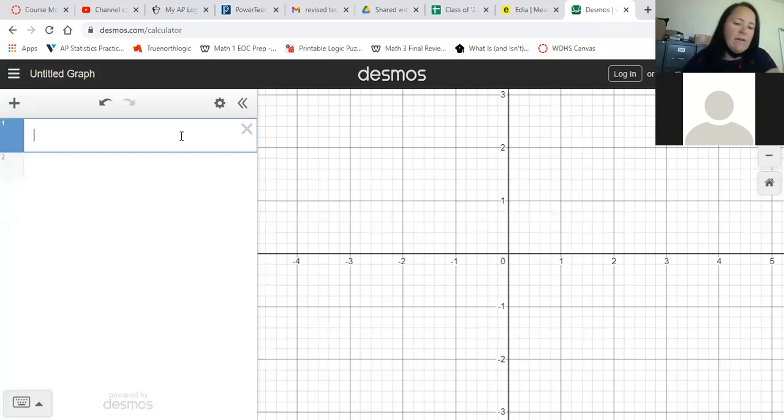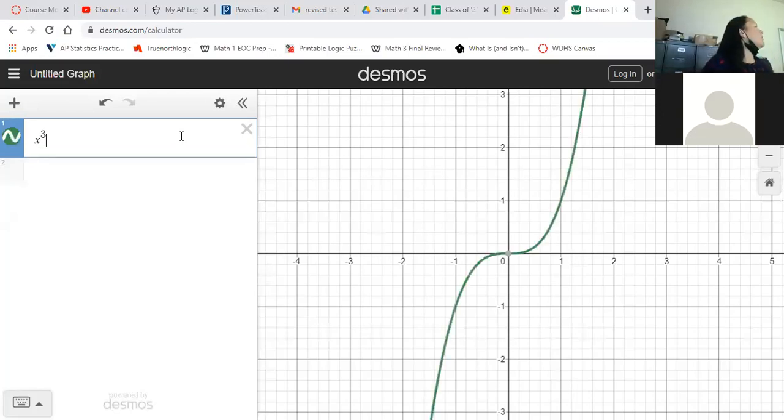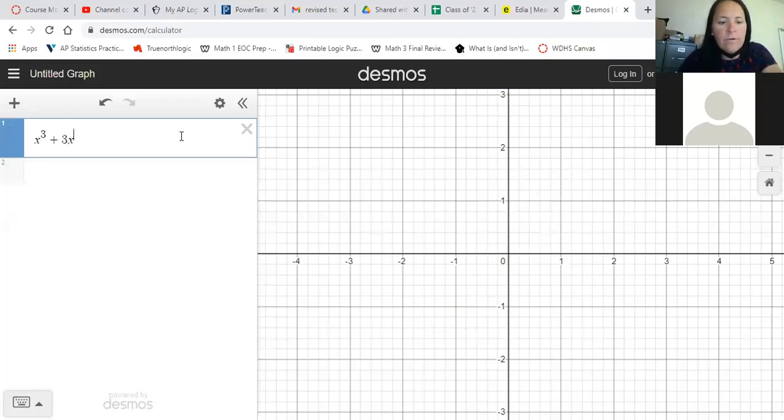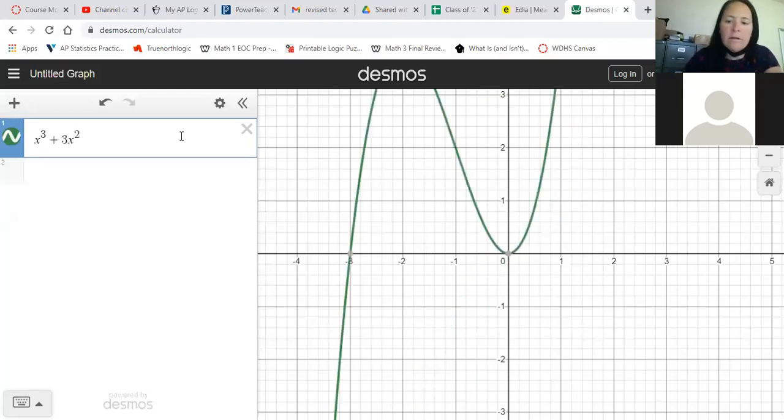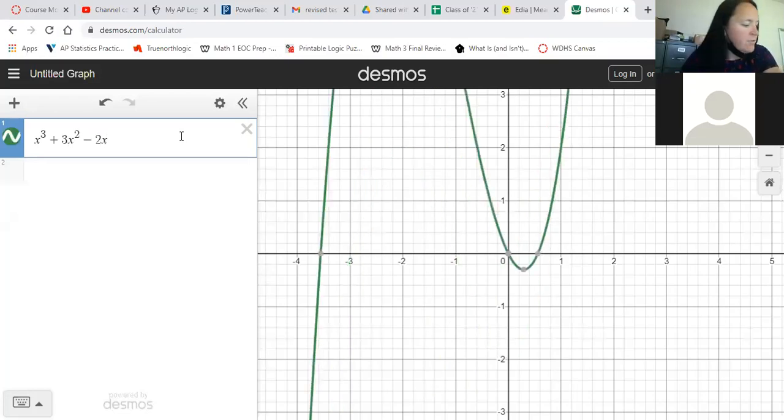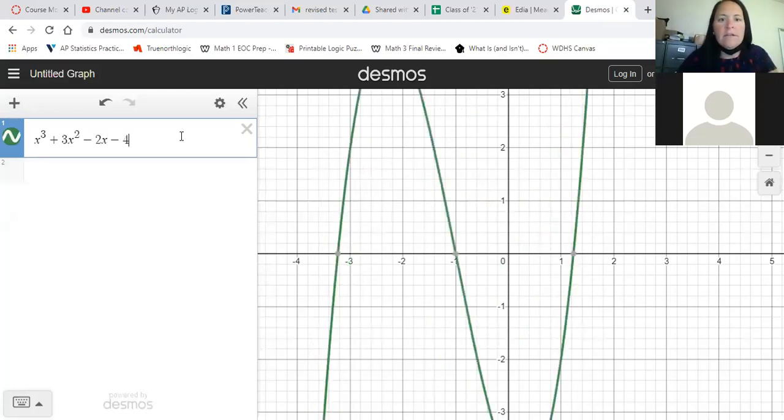So number 3 gave you x to the third. Also, don't ever put another variable in other than x, okay? So if it gives you like a to the third, just put x in for Desmos. Plus 3x squared minus 2x minus 4. All right, you guys see those little dots at 0?